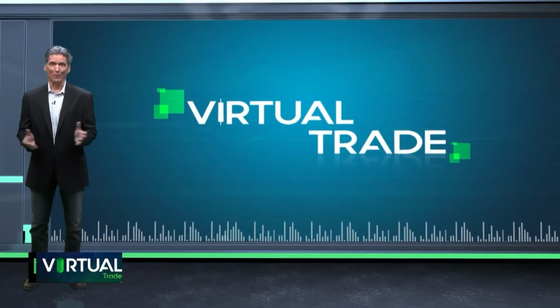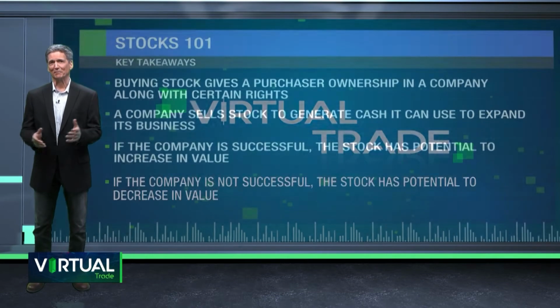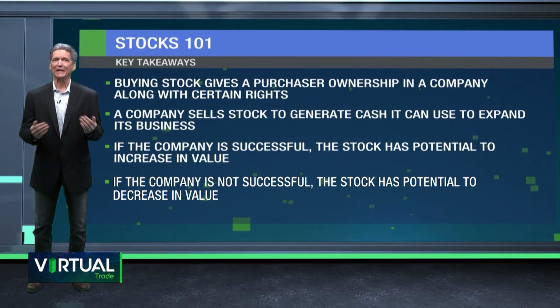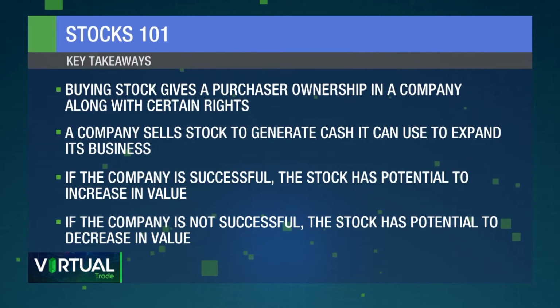So let's recap what we've learned so far. First, buying stock gives a purchaser ownership in a company along with certain rights. Secondly, a company sells stock to generate cash that it can use to expand its business. If the company is successful, the stock can potentially increase in price or value. And finally, if the company is not successful, the stock has potential to lose value.